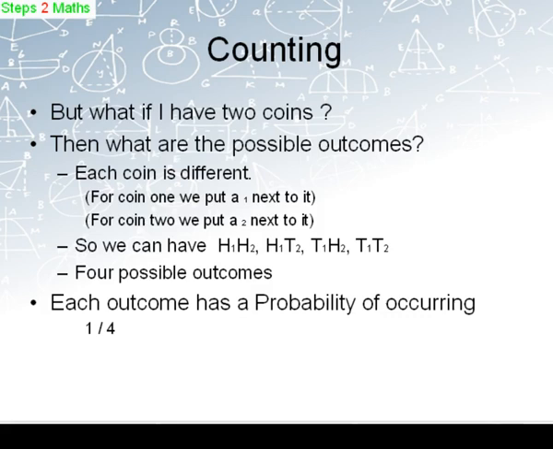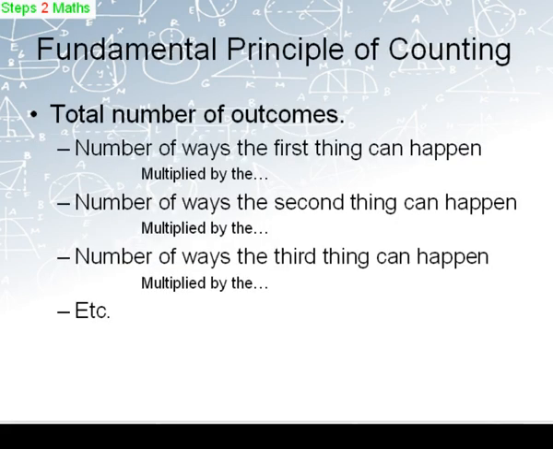So each outcome has a probability of occurring once out of 4. So the probability of getting 2 heads is 1 in 4. The probability of getting a heads followed by a tails is 1 in 4. The probability of getting 2 tails is 1 in 4. What about the probability of getting a heads and a tails? There are 2 of them, so there are 2 possible outcomes that we're interested in. So the probability of getting a heads and a tails is 2 out of 4. So again, just the number of outcomes you want out of the total number of possible outcomes.